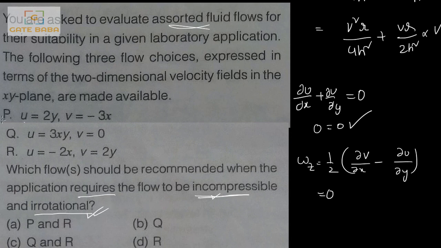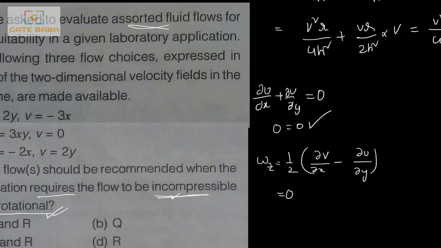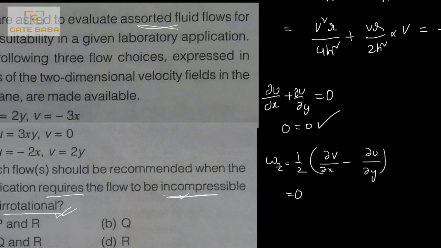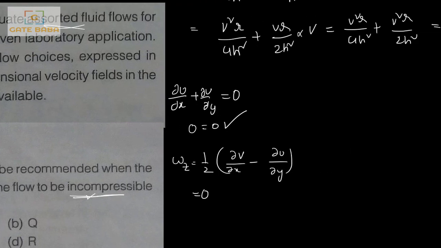So you have to check for P, Q, R. The three conditions you have to evaluate using these three relations. Okay, check for P. Let me write those here. P is 2y minus 3x.